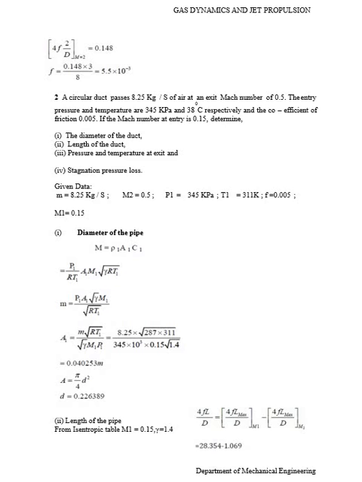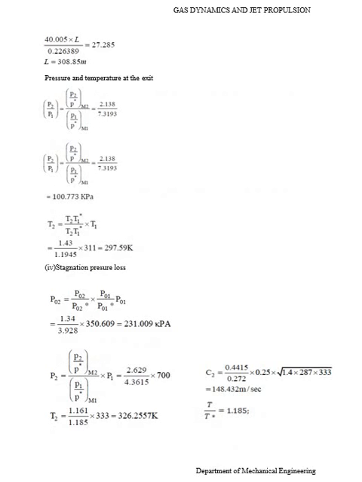0.040253 meter squared. Then we know that area equal to pi by 4 D square. Then D equal to 0.226389 meter. Then find out the length of the pipe. From the isentropic table, M1 equal to 0.15 and gamma equal to 1.4. Then 4fL divided by D equal to 28.354 minus 1.069. Then L equal to 308.85 meter.